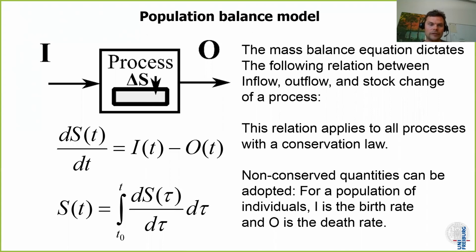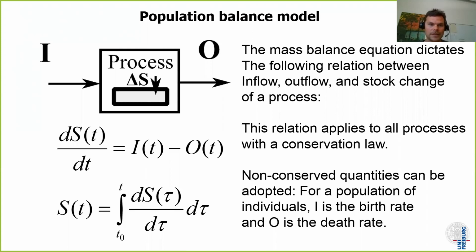For example, if the inflow is 5 cars, so we have 5 new cars registered in a certain street in a year, and the outflow is 2 cars because 2 cars were sent to the scrapyard in the same year, then the stock change in this road will be 3 cars.